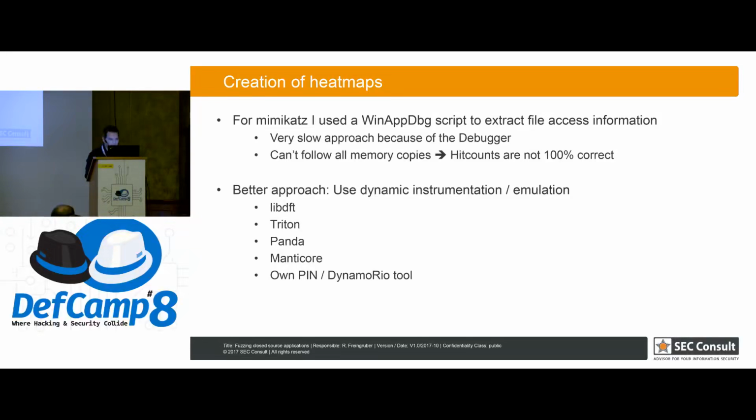There are some taint engines available, like libdft, which is a Pin tool, which is not really fast, but I think it's the best currently available. There's also Triton and PANDA and so on, but they are all not really designed for fuzzing. They are all very slow and don't work with very big applications. So I wrote my own tool with Memorio and Pin. It's much faster and more useful for fuzzing. I think I will release it publicly in some months.